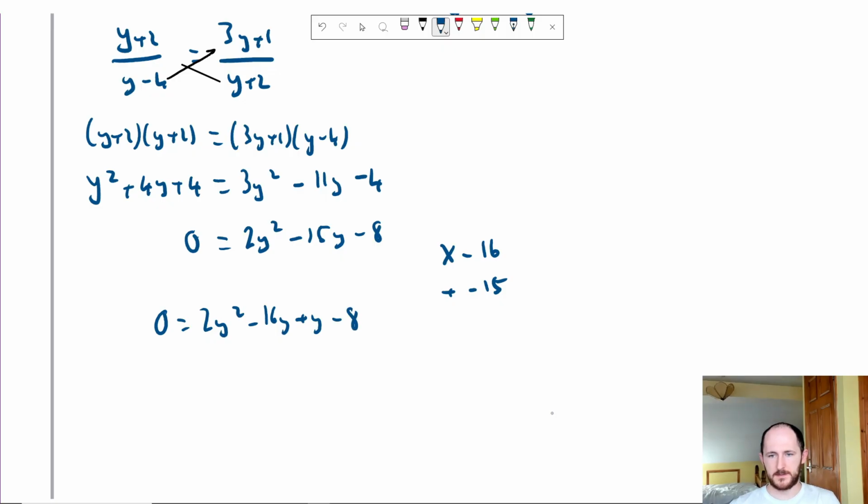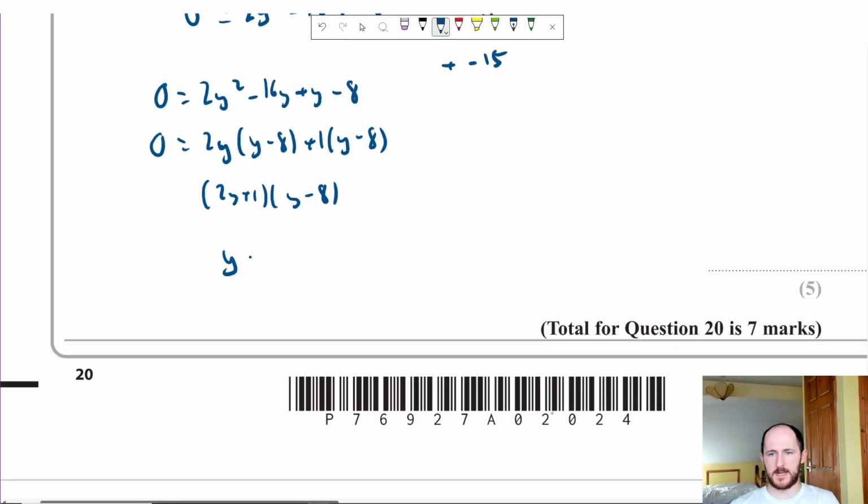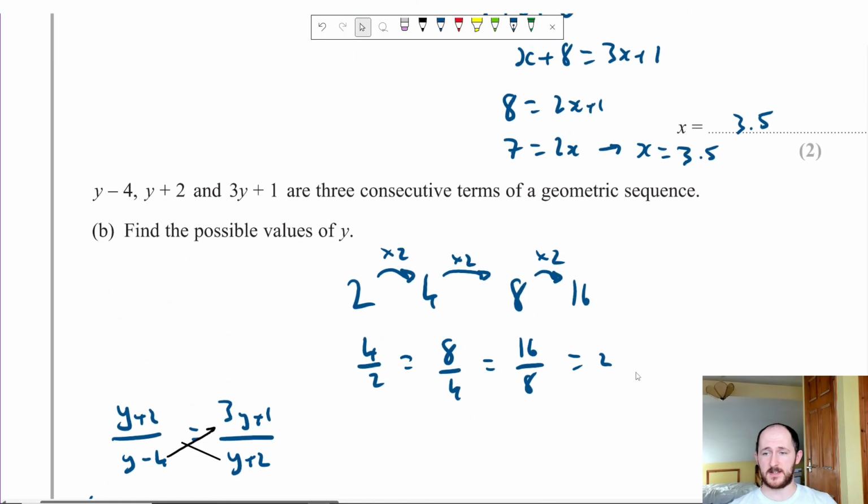Cut it in half. We get 2y, y minus 8. Then that would be plus 1, y minus 8. So we get 2y plus 1, y minus 8. So our two values are either y is equal to negative 0.5 or half, whatever you want to call it, or it's equal to 8. There you go, for 5 marks.